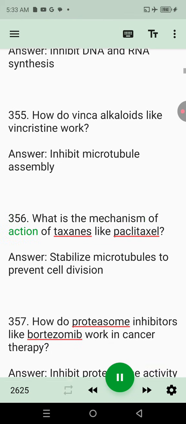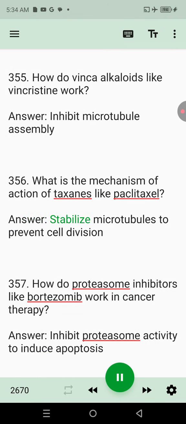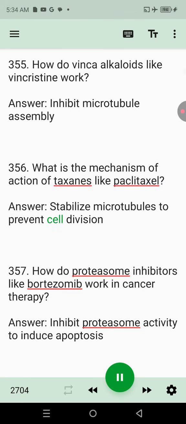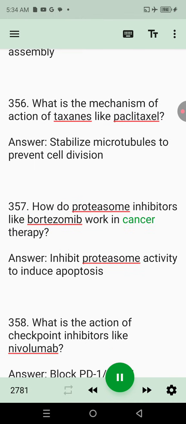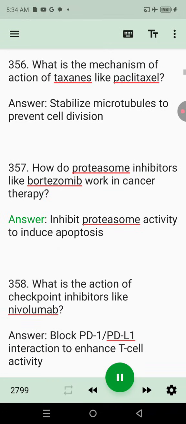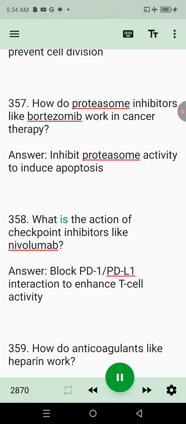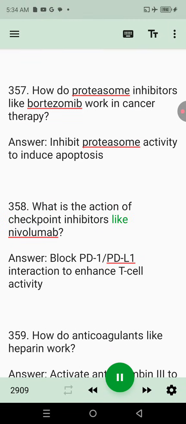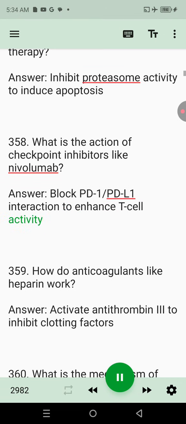356. What is the mechanism of action of taxanes like paclitaxel? Answer: stabilize microtubules to prevent cell division. 357. How do proteasome inhibitors like bortezomib work in cancer therapy? Answer: inhibit proteasome activity to induce apoptosis. 358. What is the action of checkpoint inhibitors like nivolumab? Answer: block PD1-PDL1 interaction to enhance T-cell activity.